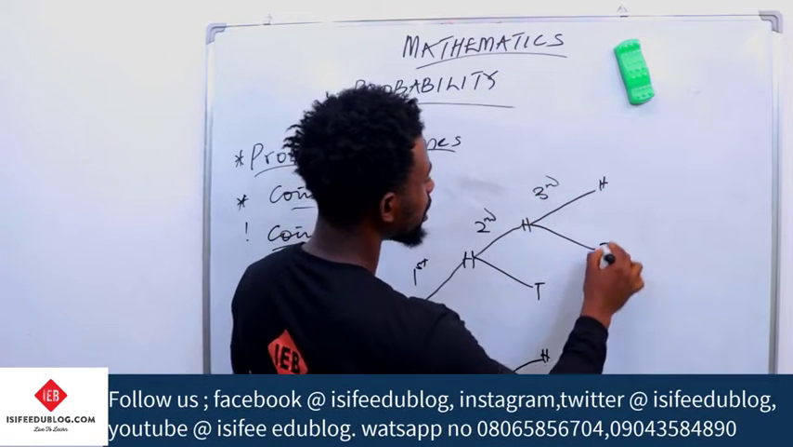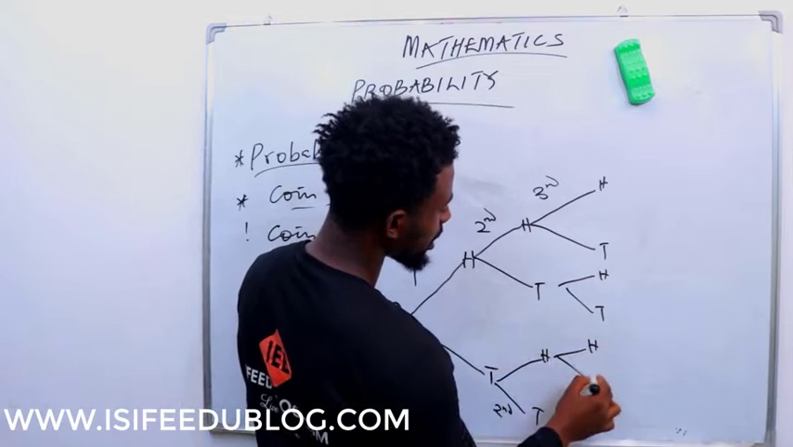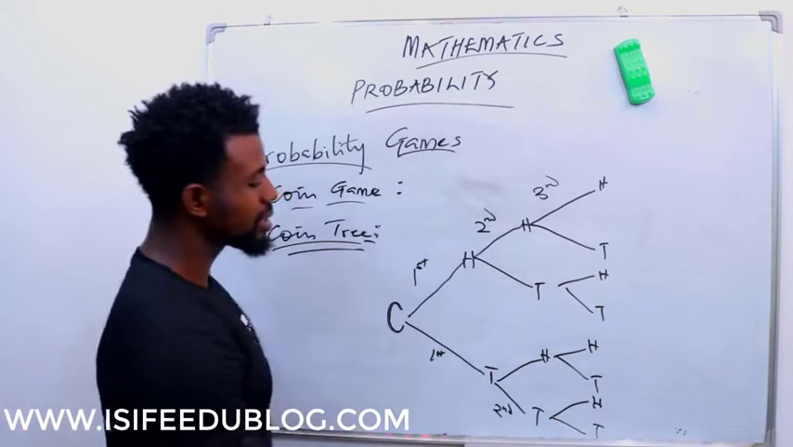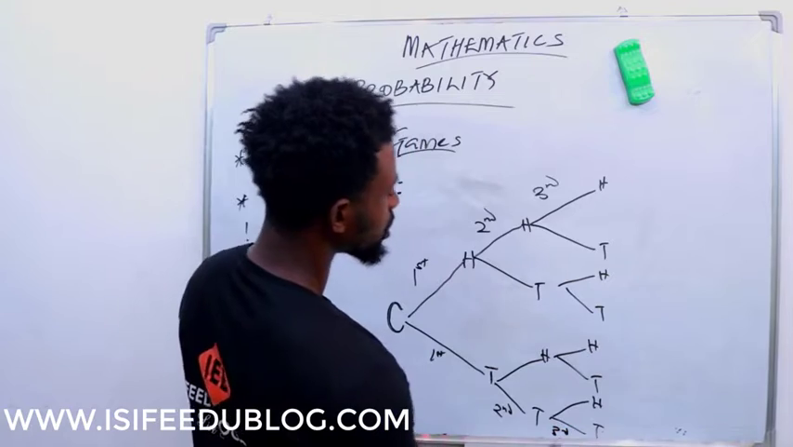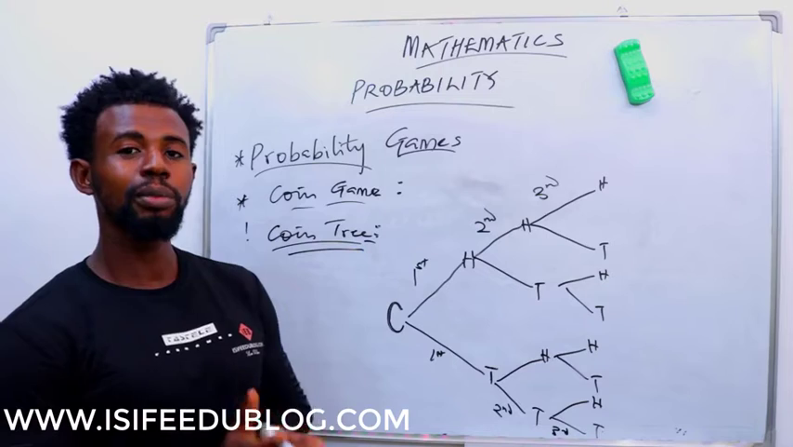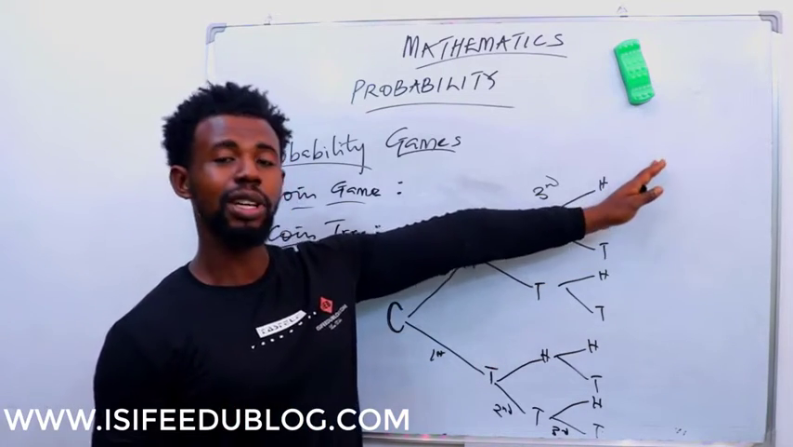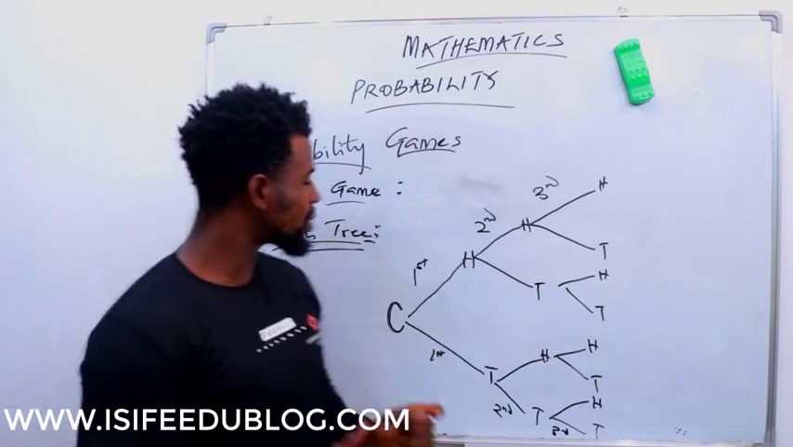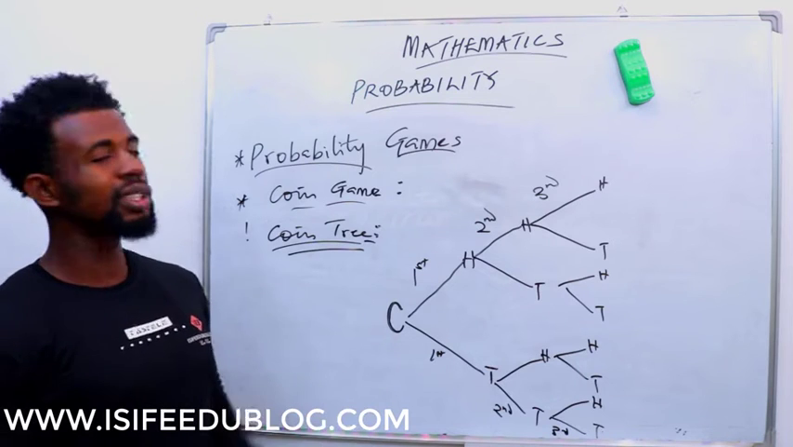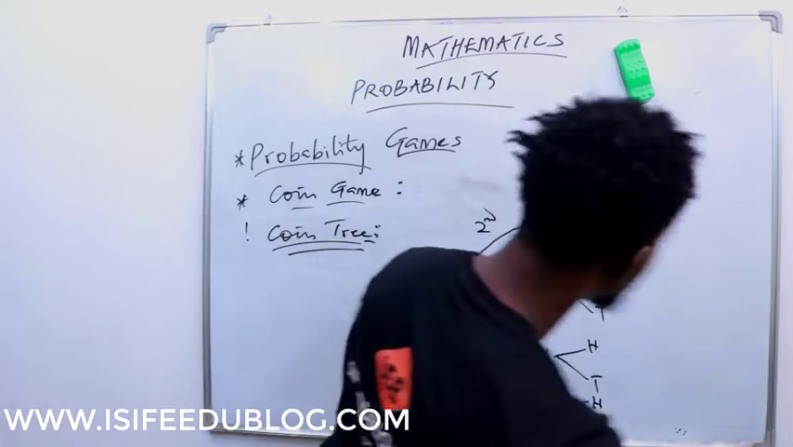So we have our head, our tail, our head, our tail, our head, our tail, our head, our tail. Now this is for the third toss. If the same coin is tossed for the first time, when you have 4 coins being tossed simultaneously, you extend this as much as you need to. Now, I want to show us how we can solve coin questions using this coin tree.